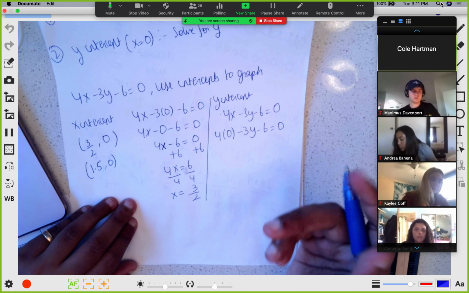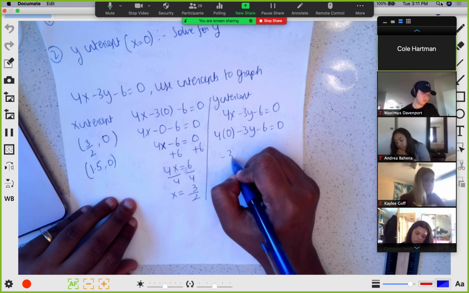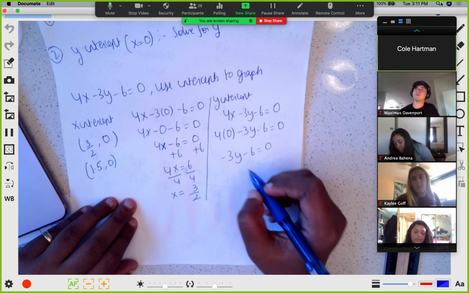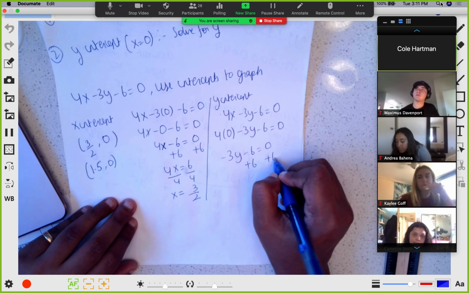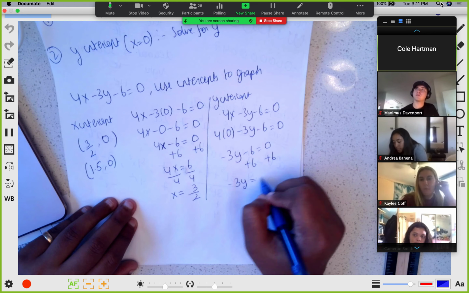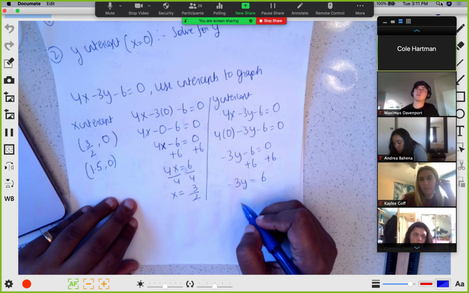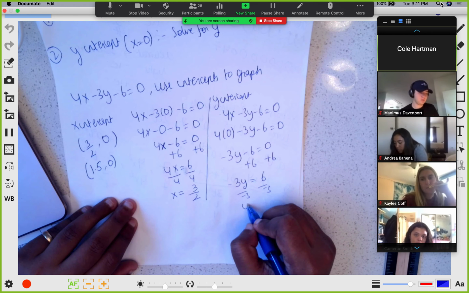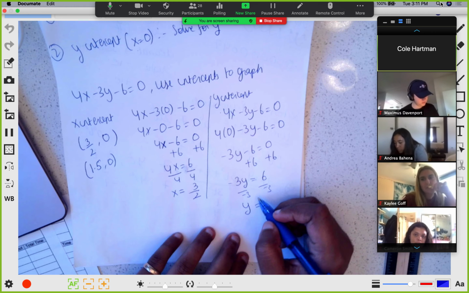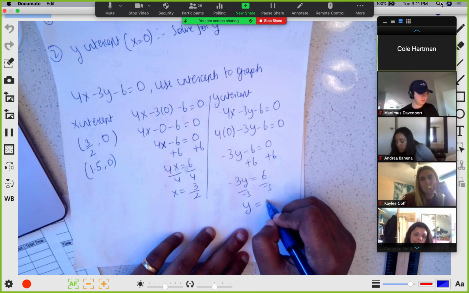Yeah. So what does it become? Minus 3y minus 6 is equal to 0. Now let's see, what do you do? Add 6 to both sides, right? Yes. You get negative 3y is equal to 6. What do I do next? You have to divide both sides by negative 3. So what do you get? Y is equal to negative 2.